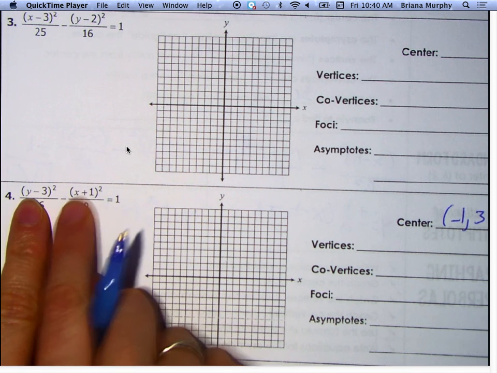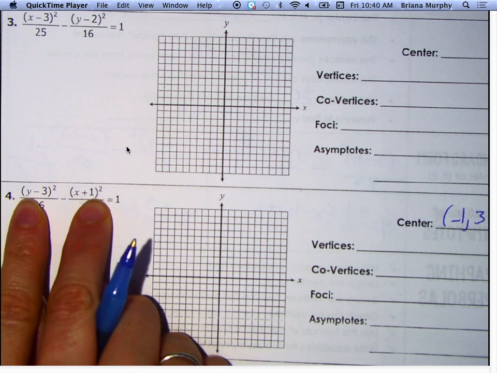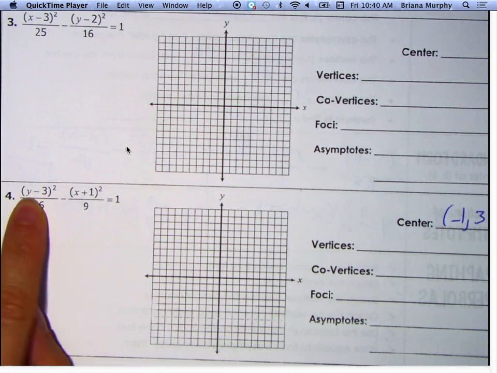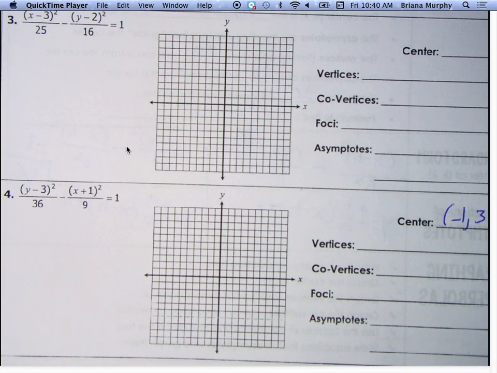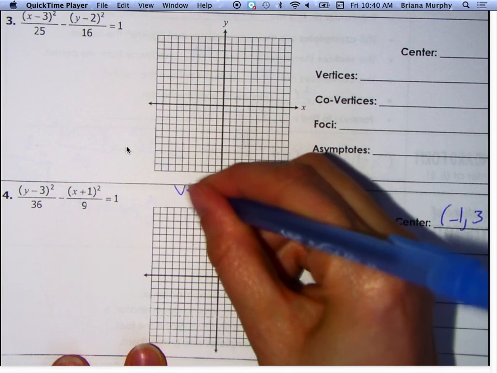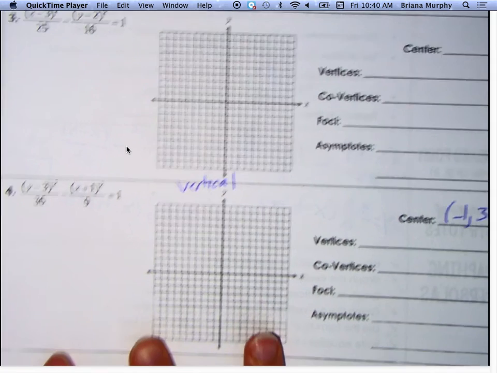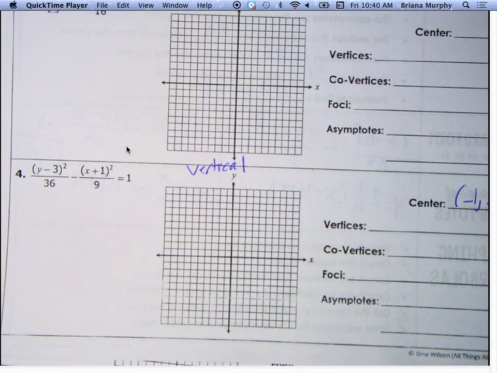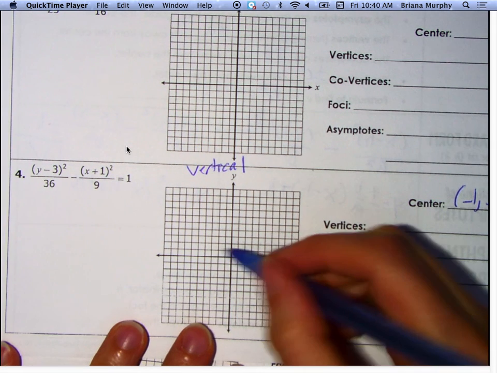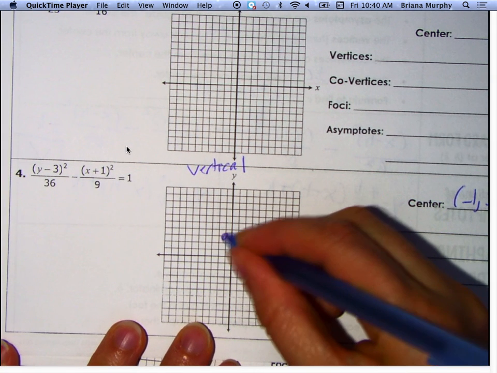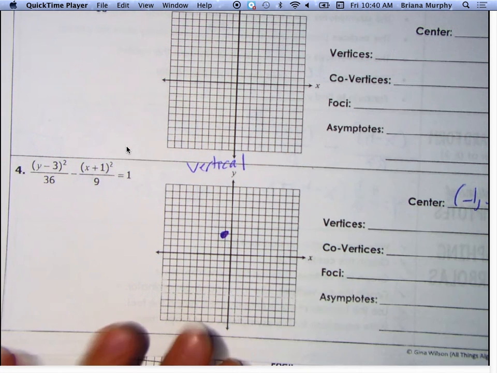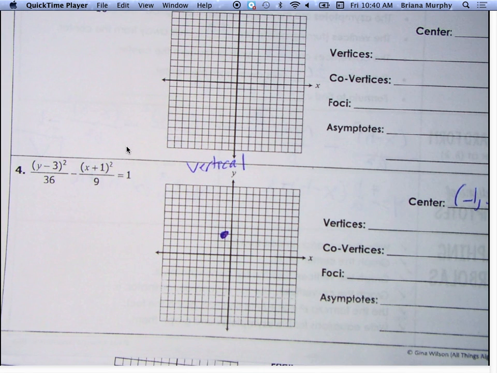See where the x is? That's the x value of the center. See where the y is? That's the y value of the center. Now, y comes first and then x, so that means it's vertical. Okay, I'm going to graph the center, so I'm going to go negative 1, up 3. There's my center.